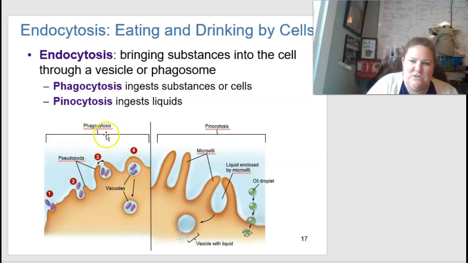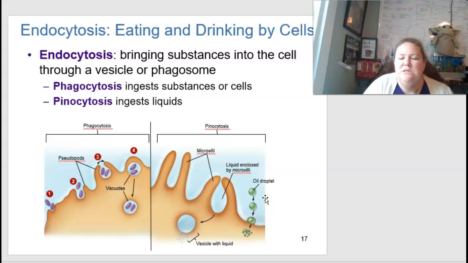So that would be phagocytosis. Where pinocytosis, this is more for liquids. And so, like I said before, I kind of think of it as a pine tree drinking, which does not make sense, I know, but pinocytosis is going to be liquid, where phagocytosis is going to be substances or cells.